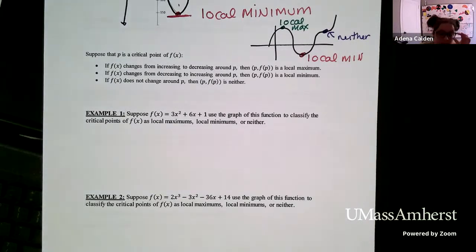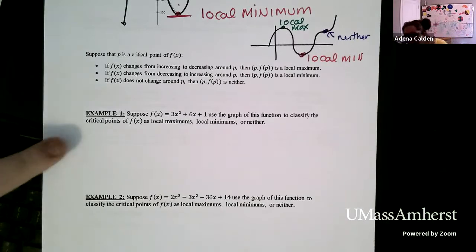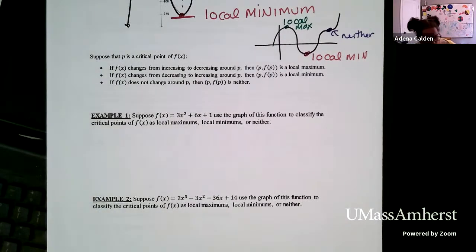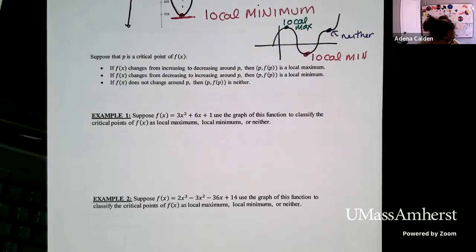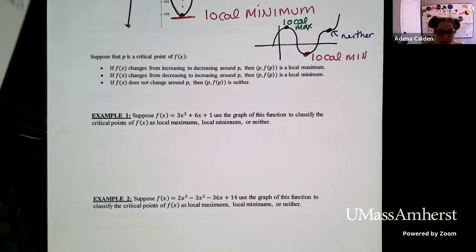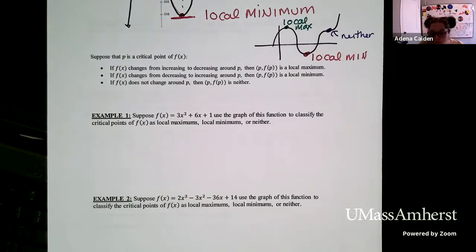Is it neither for each of the critical points? So this one had 1 critical point. This one had 2 critical points. I want you to try that out because I want you to be comfortable with graphing them. So then we will sort of go through it together.